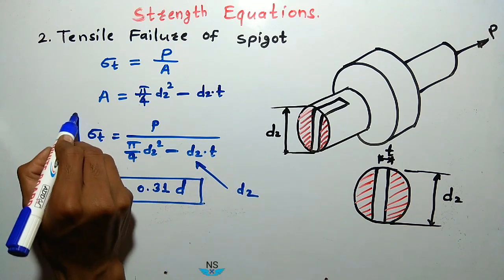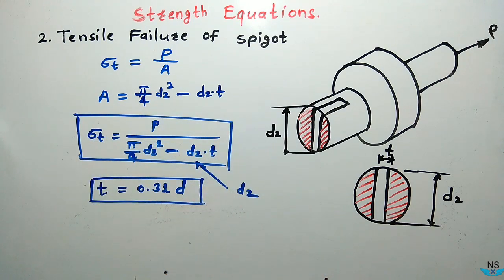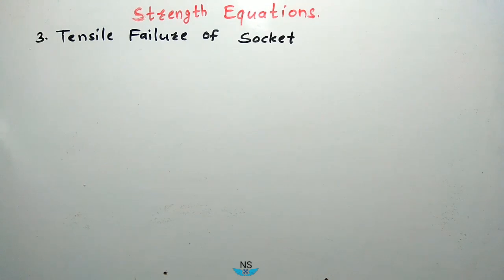You can find out d2 from this strength equation. So this is the second strength equation in quarter joint. Now let us see in case of socket, tensile failure of socket. So how the failure of socket will take place due to tensile load? Where the failure will take place?